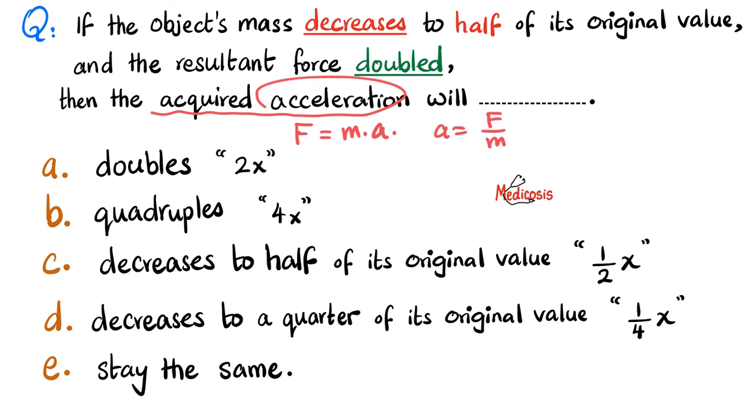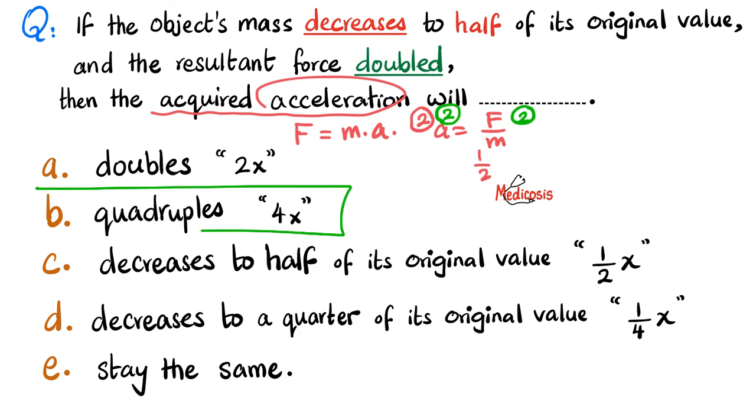First, what happened? The mass decreased by half. The relation between acceleration and mass, one is up, one is down, is inverse. As mass decreased to 1/2, the acceleration should double. And this is point number 1. Point number 2 is the force doubled, upstairs and upstairs. The relation between acceleration and force is direct, which means if force doubles, then acceleration will double. And this is point number 2. So from point number 1, acceleration should double, and from point number 2, acceleration should double. Double and double. Oh, 2 times 2 is what? Is 4. So acceleration will quadruple.